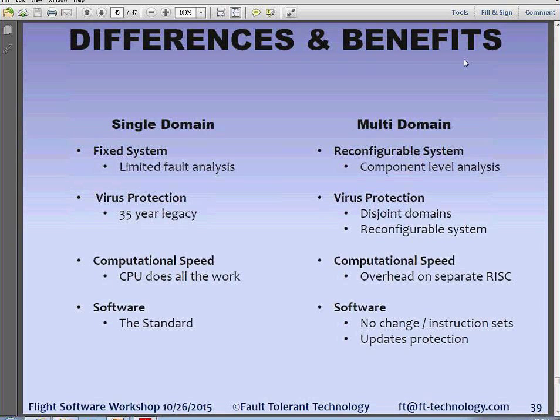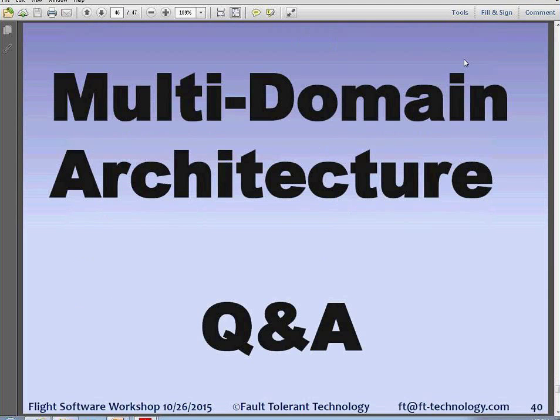Let's see. Software is the standard. Again, you don't ever have to change your instructions at all to have the thing work, and it does production update protection. So that's all I got. I'm open for questions.